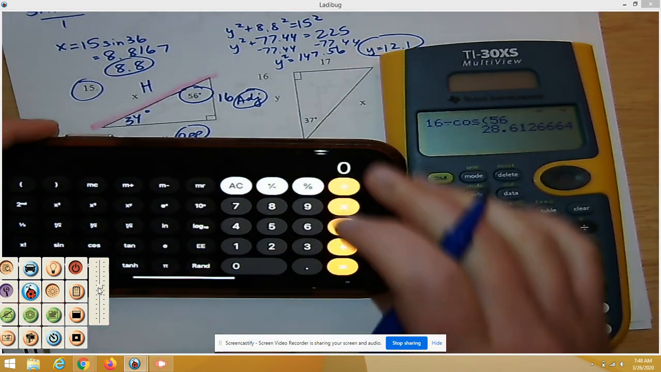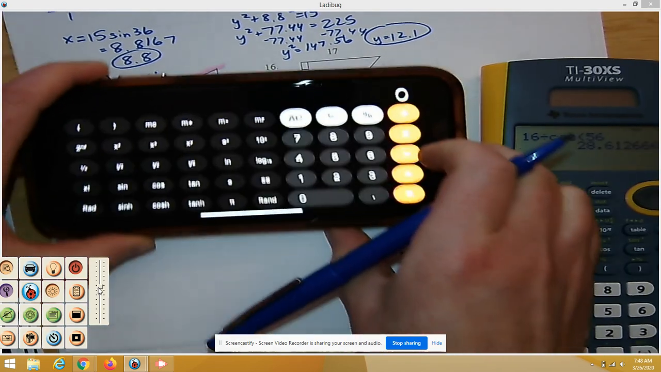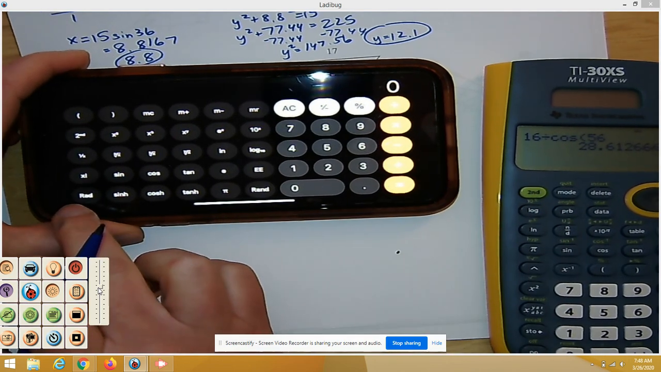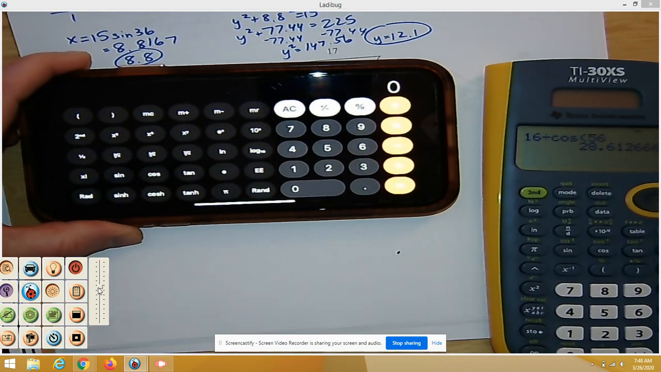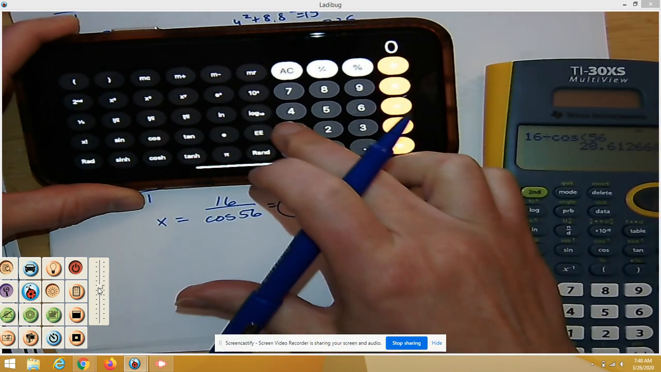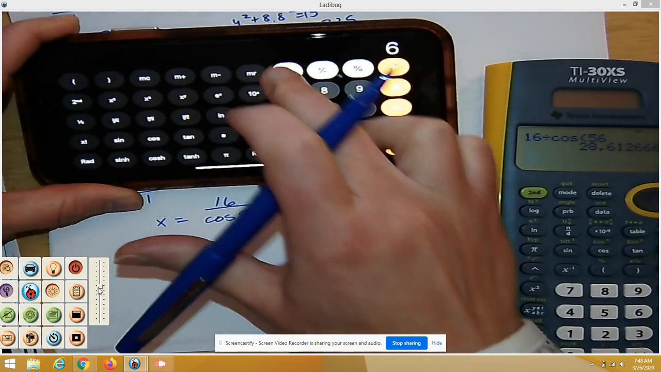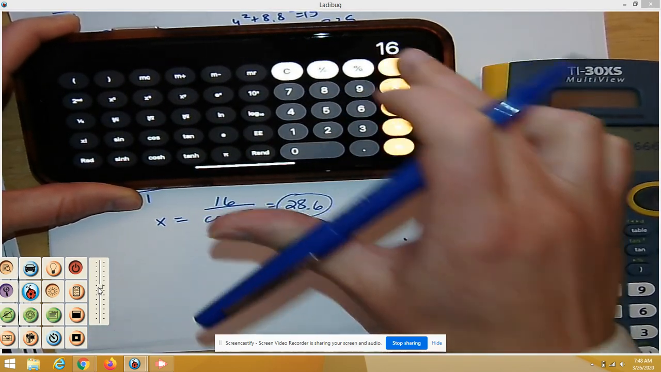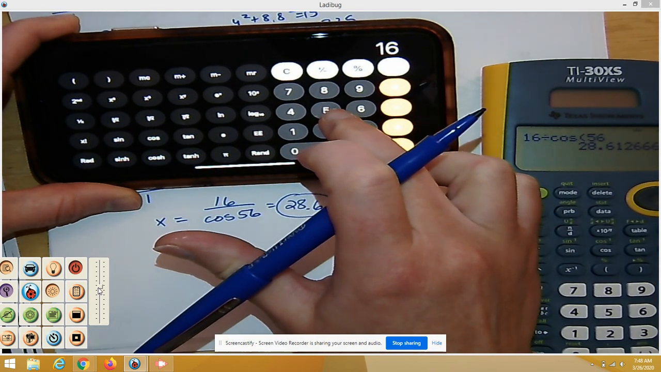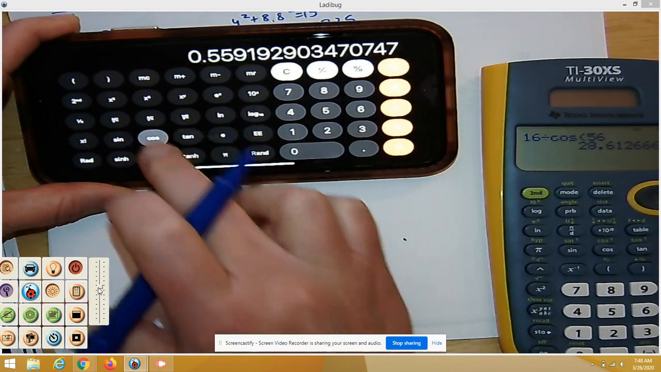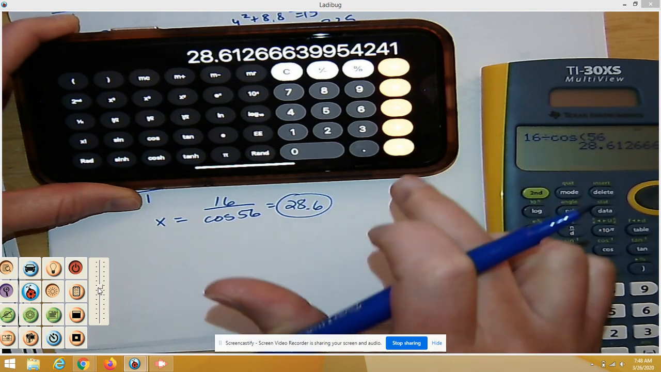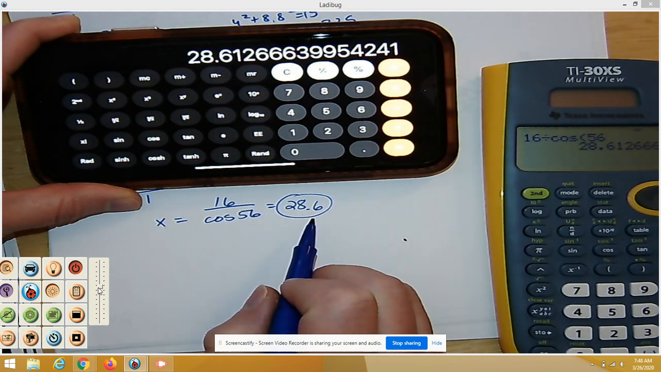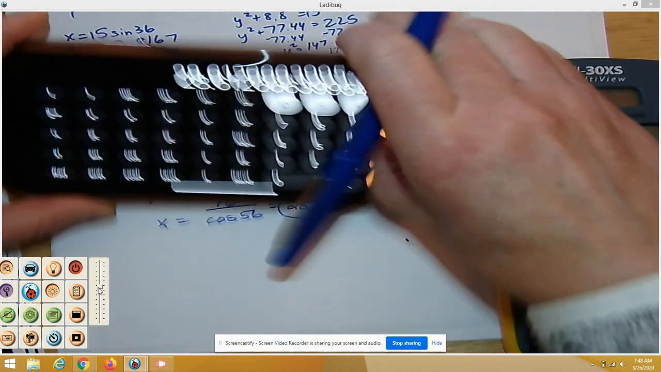Let me show you how you would do that on a phone if you need to. All right, so I'm in degrees. If you're in degrees, then the radian button is there because that would be the conversion button. All right, and I'm doing 16 divided by the cosine of 56. So I have to do 56 cosine and then hit enter, and I get the 28.6. So you can do it with the graphing calculator too.